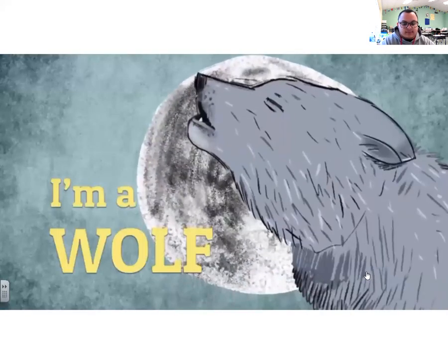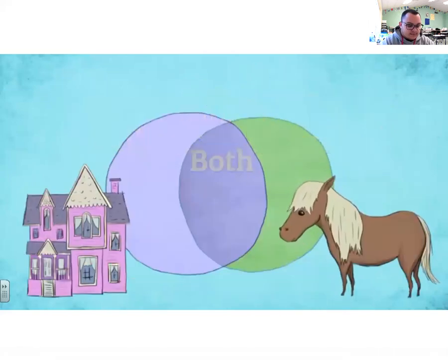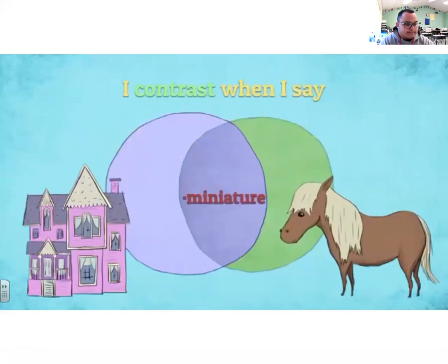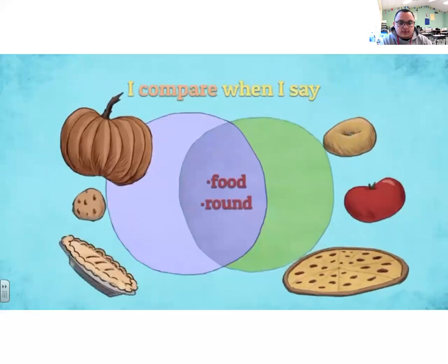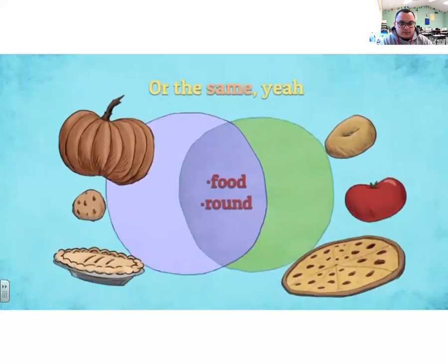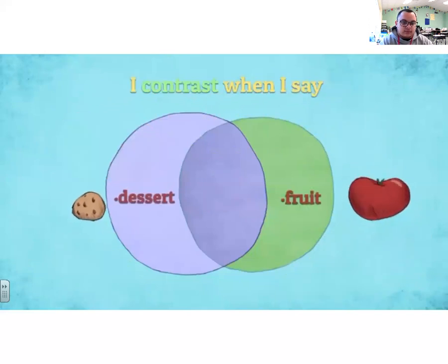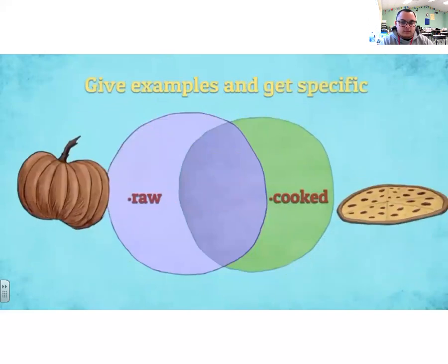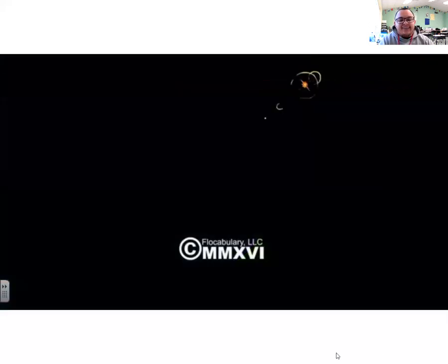I'm a wolf. Compare when I say how things are similar, like dollhouses and ponies, both miniature. I contrast when I say how things are different. Give examples and get specific. You get it? I compare when I say how things are similar or the same. Yeah, I bet that sounds so familiar. I contrast when I say how things are different. Give examples and get specific. You get it? You get it?